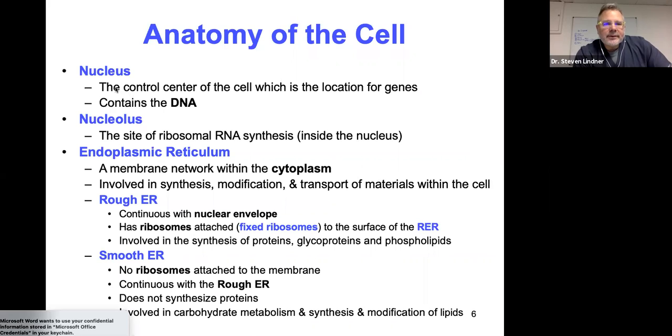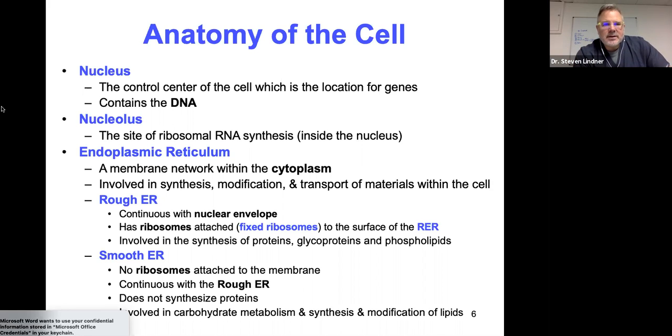The nucleus is the control center of the cell, which is where your genes are located, and it contains DNA. DNA is deoxyribose nucleic acid. That's what DNA stands for. And the DNA has the blueprint. It has the instruction manual for what proteins need to be produced. Okay, they're not producing the proteins, they just contain the instructions as to what proteins the body needs.